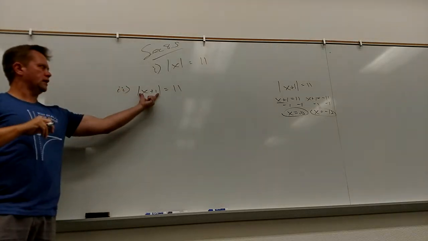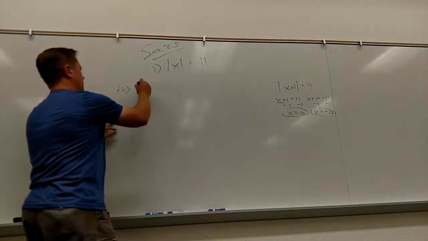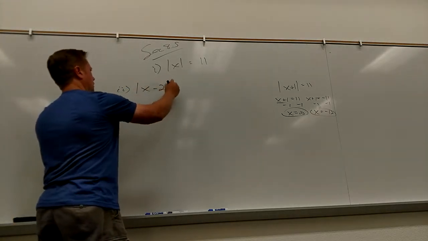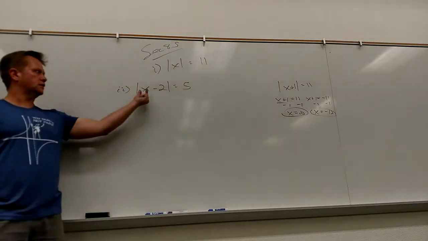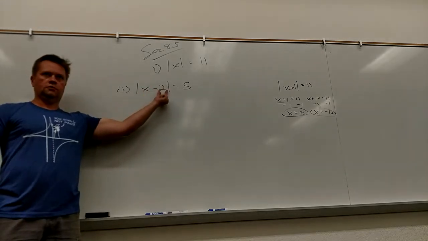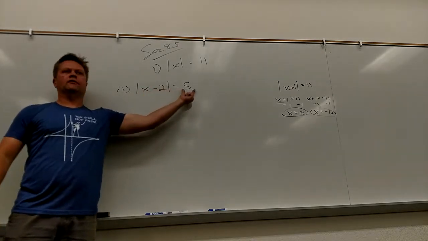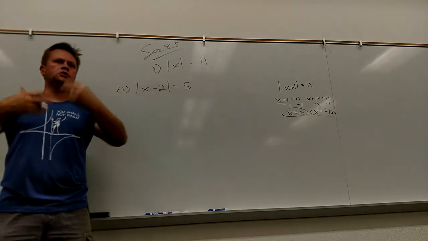Remind me, what does this absolute value actually mean? Let me do it differently. What does this absolute value really mean? The distance from 0? Distance between what in this case? The distance between a number and 2. Must be 5. Let's see visually why I should expect to get 2 answers.